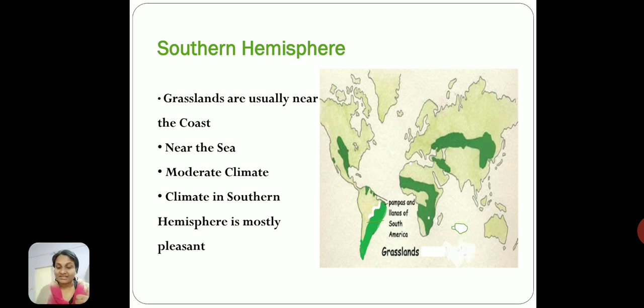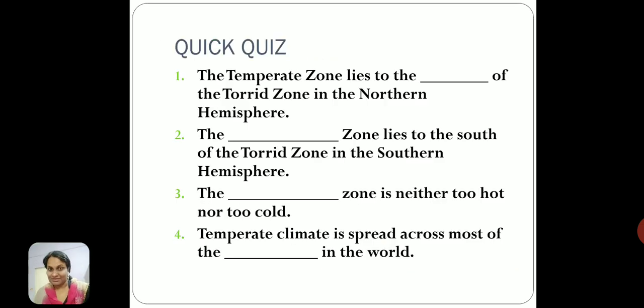What are the things you're going to remember about the grasslands in the southern hemisphere? One, they will be near the coast. Now if a place is near the coast, do you think it's going to snow there? No. So the grasslands are near the coast, near the sea. They have a moderate climate, not very hot, not very cold. If it's not very hot, not very cold, then it's going to be pleasant. So the climate is mostly pleasant in the southern hemisphere.